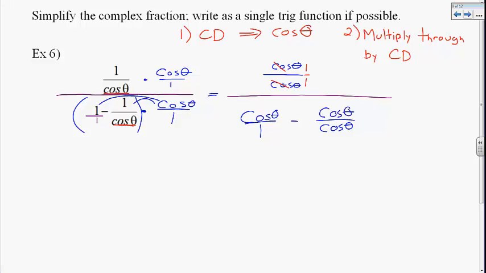Next, we cancel and reduce, where necessary, as shown, and rewrite our expression. In the top, we should have 1 left over, and in the bottom, we have cosine of theta minus 1. And we are complete. This is the simplest form.